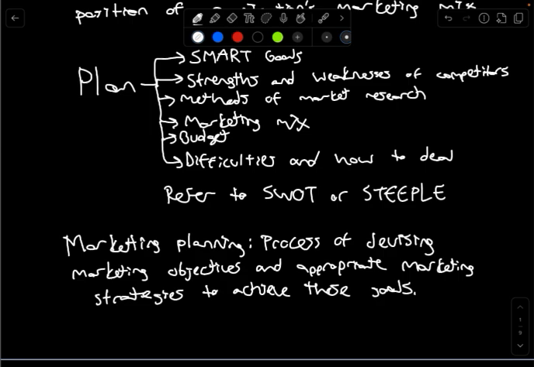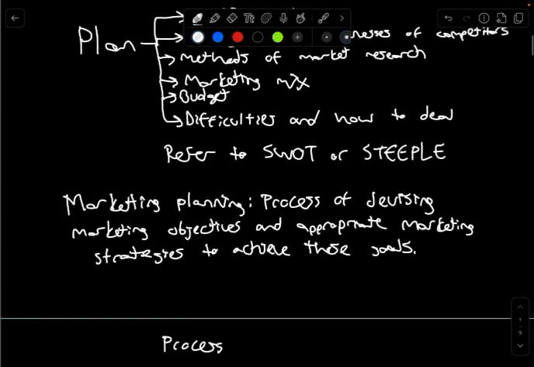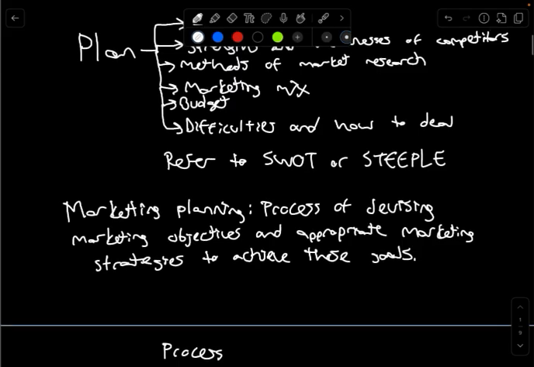And then we also have marketing planning, which is the process of devising marketing objectives and appropriate marketing strategies to achieve these goals. So for example, how to enter a new market, how to increase sales, increase customer satisfaction. These are all topics of marketing planning.